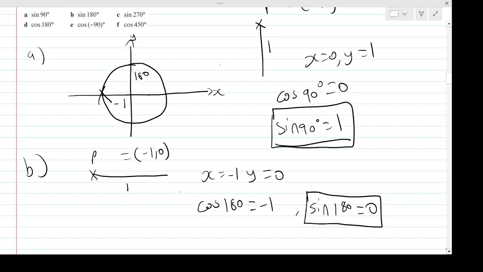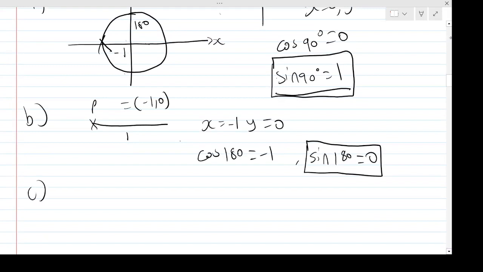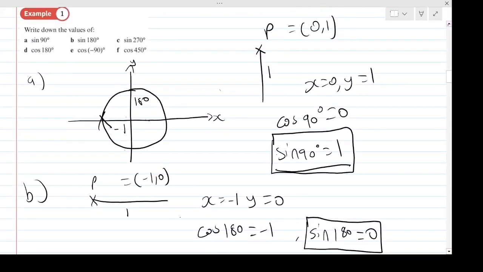Right, okay, part C. We need to then find sine 270.